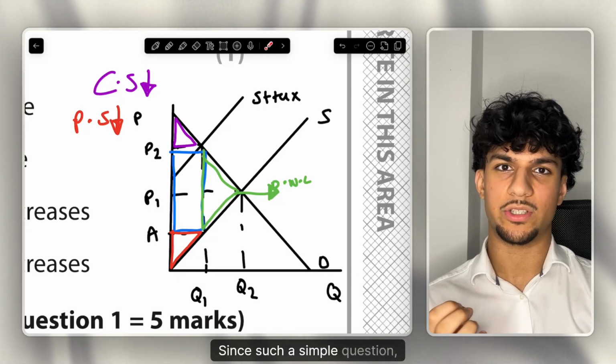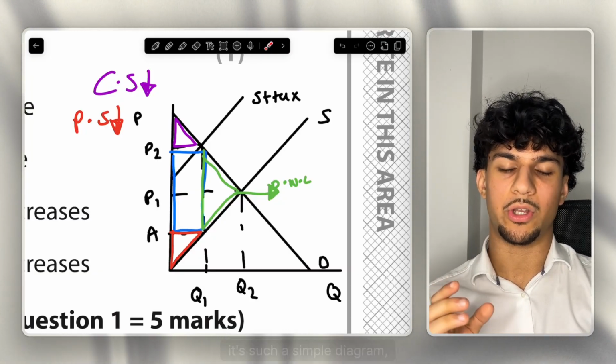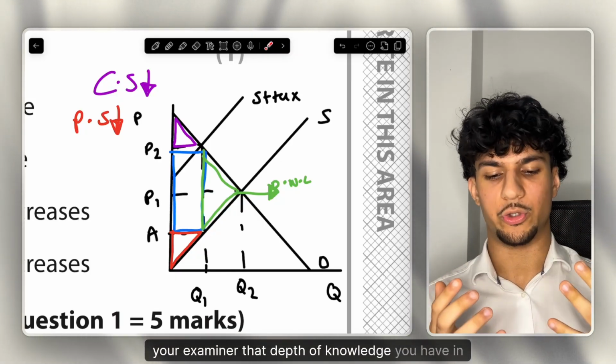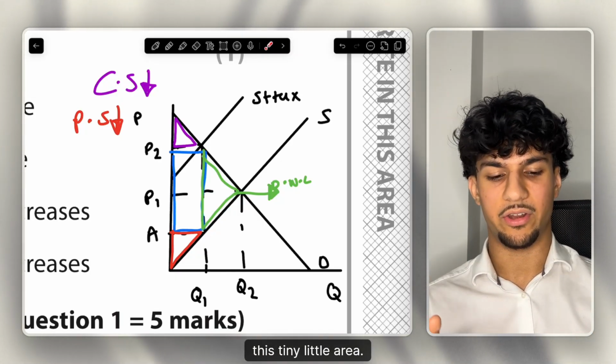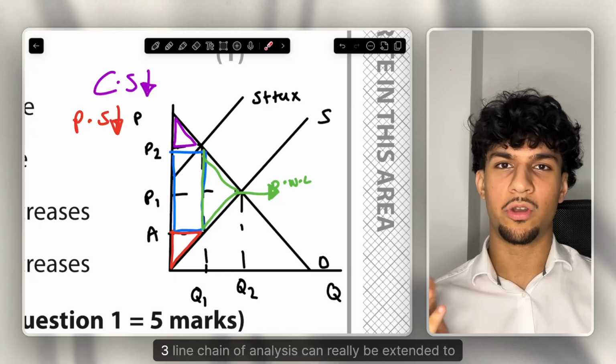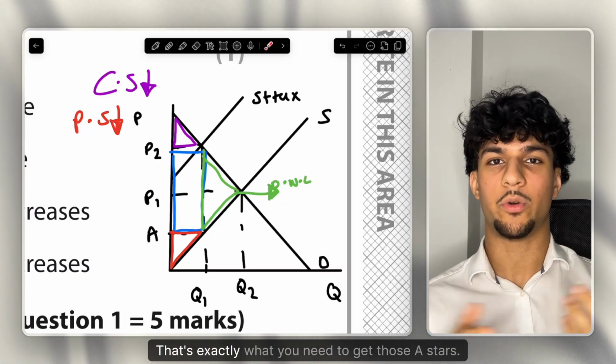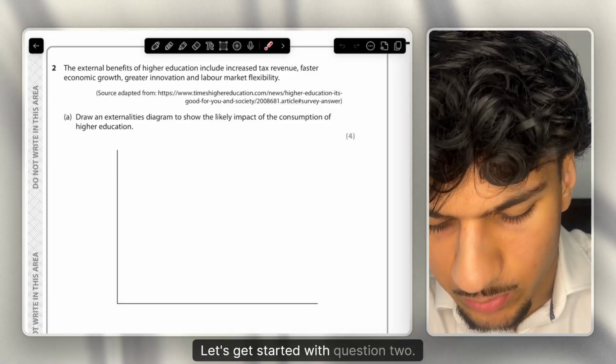Since it's such a simple diagram, you can really elevate it to that A-star level and show your examiner the depth of knowledge you have in this tiny little area. That tiny 2-3 line chain of analysis can really be extended to 5-10 lines, and that's exactly what you need to get those A stars. Let's get started with question 2.